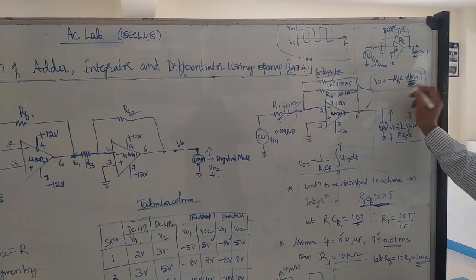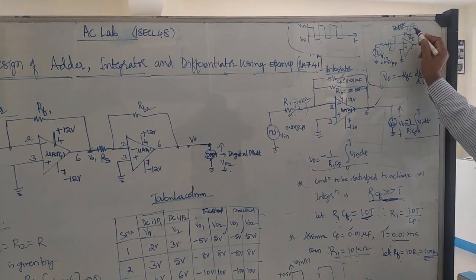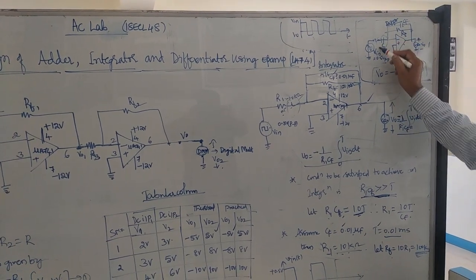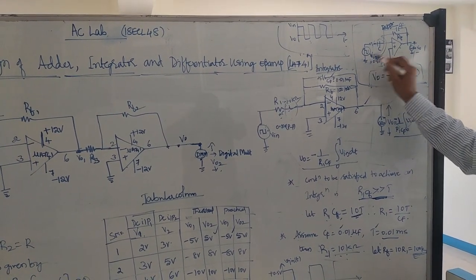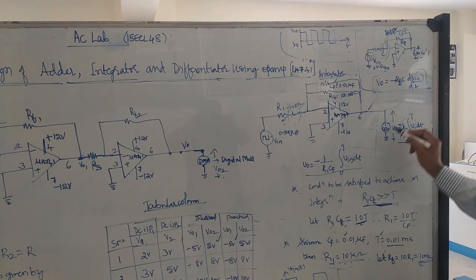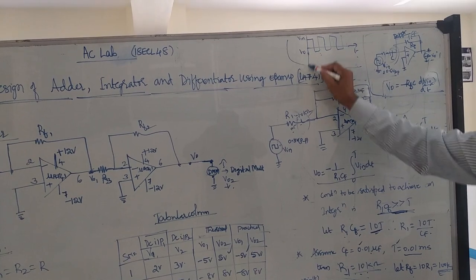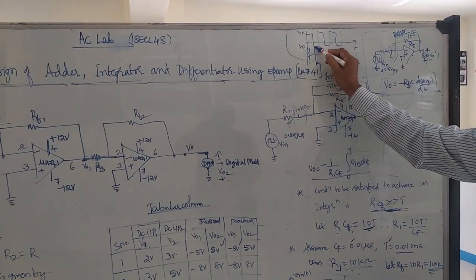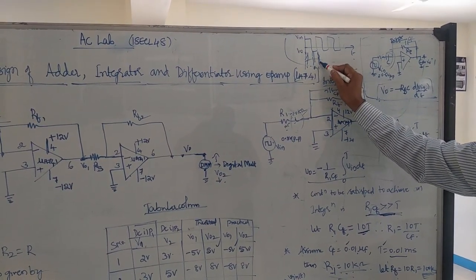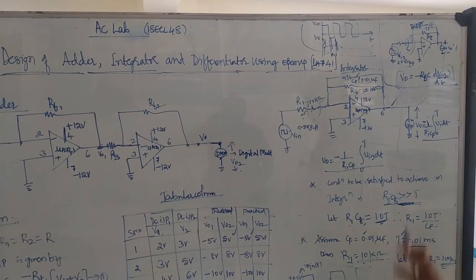Now the output is equal to the differentiation of this, minus R_F into this C into the derivative of whatever input you are giving. Then, if you give a square input, you will get the output as spikes like this. We will see those spikes here. Now this is the circuit.